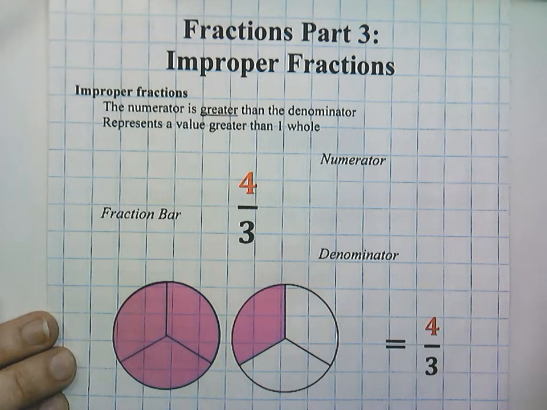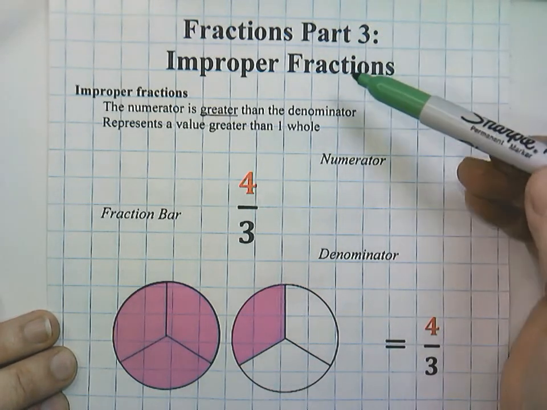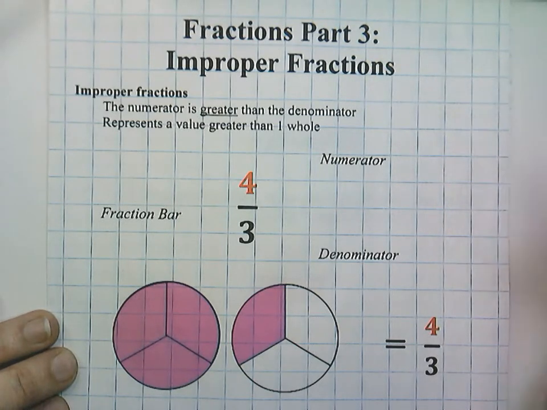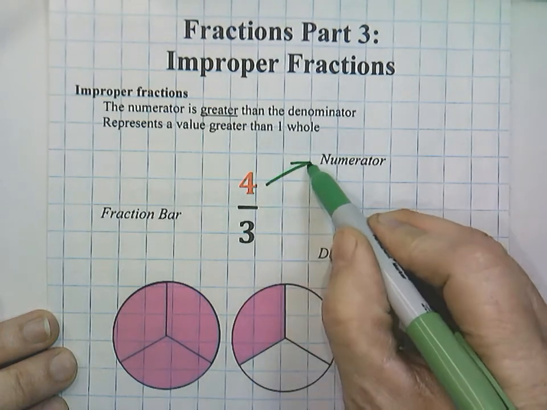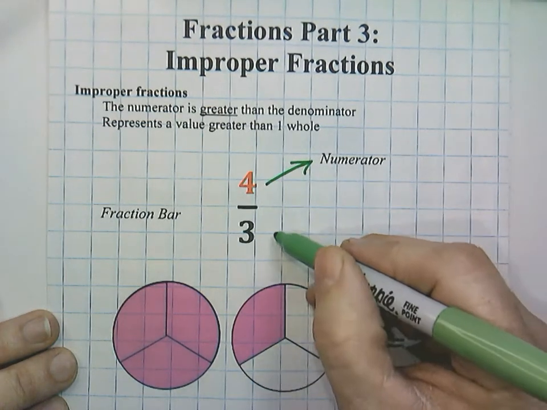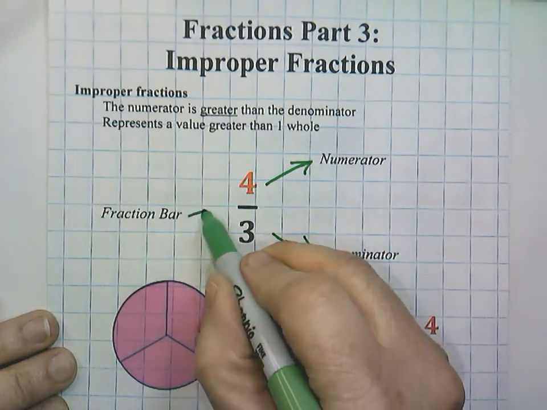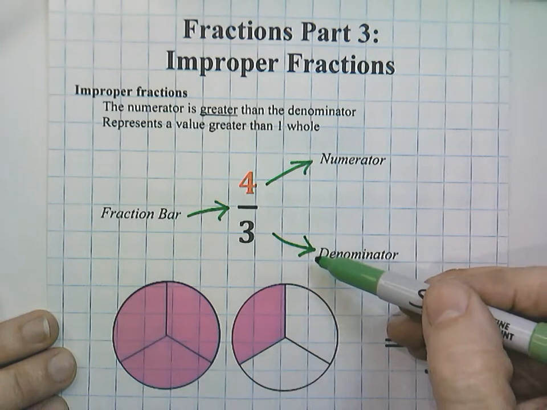Hey everyone, today our topic continues on fractions, part 3, and focuses on improper fractions. Remember that all fractions have three parts. It has a numerator, that's the top number, the denominator on the bottom, and then in between is the fraction bar, which separates the numerator and the denominator.